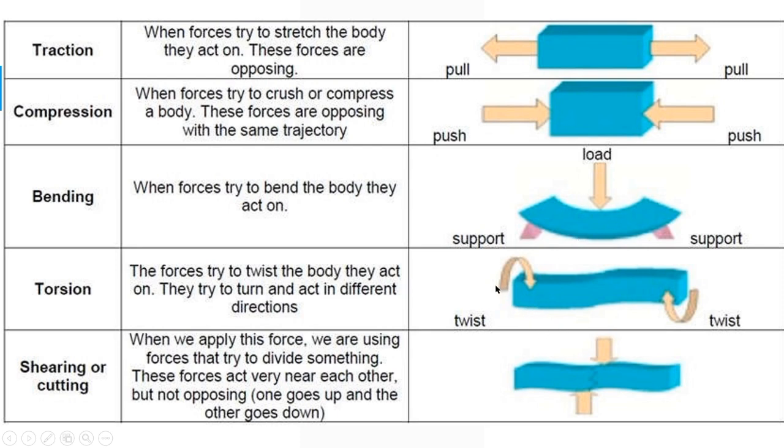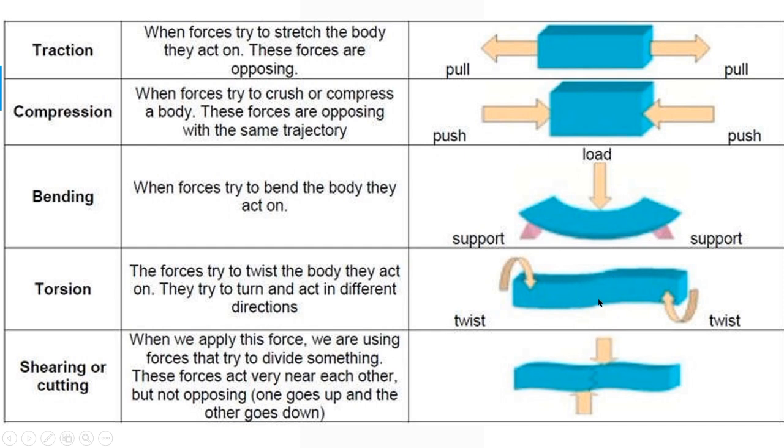If a force produces twisting in a body, this force is acting in this direction, it produces torque in the body, and this other force is acting in this direction. These two have opposite directions, so they will produce twisting in the body, and the forces and the stresses which will be produced in this body will be termed as torsion.